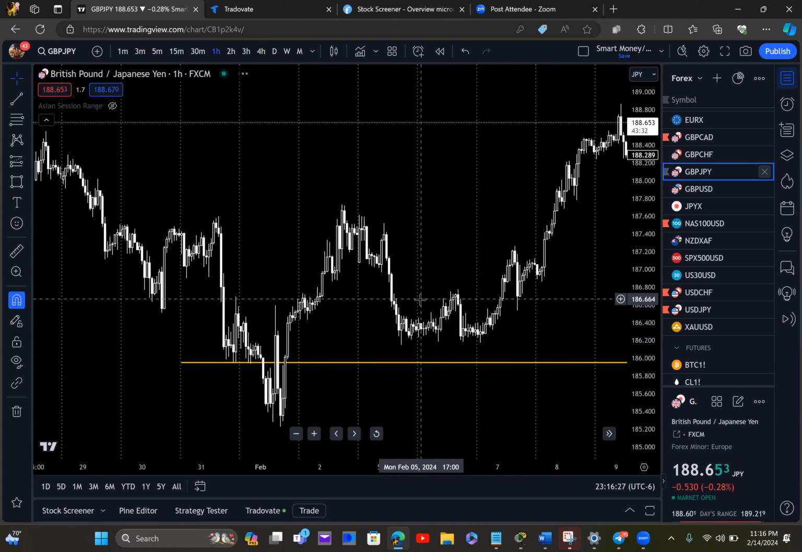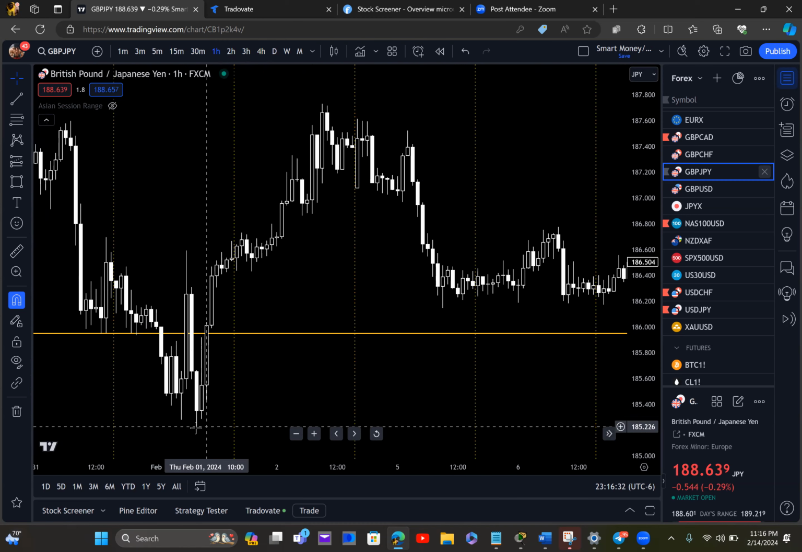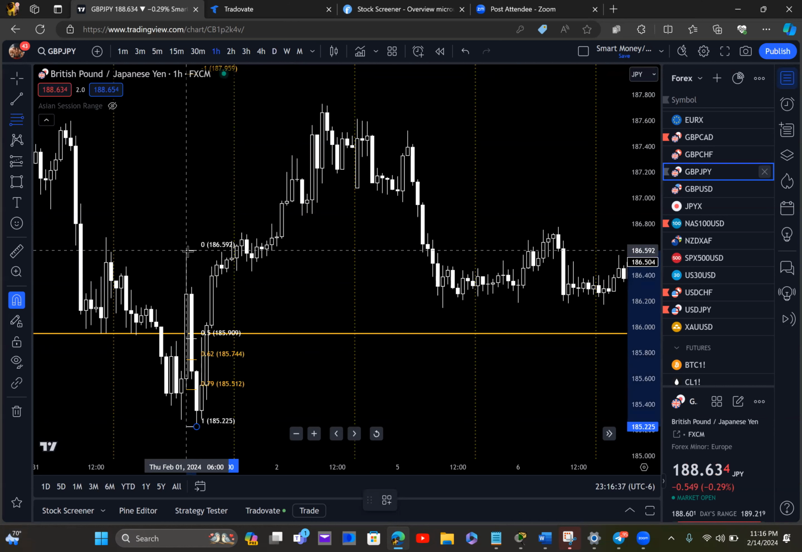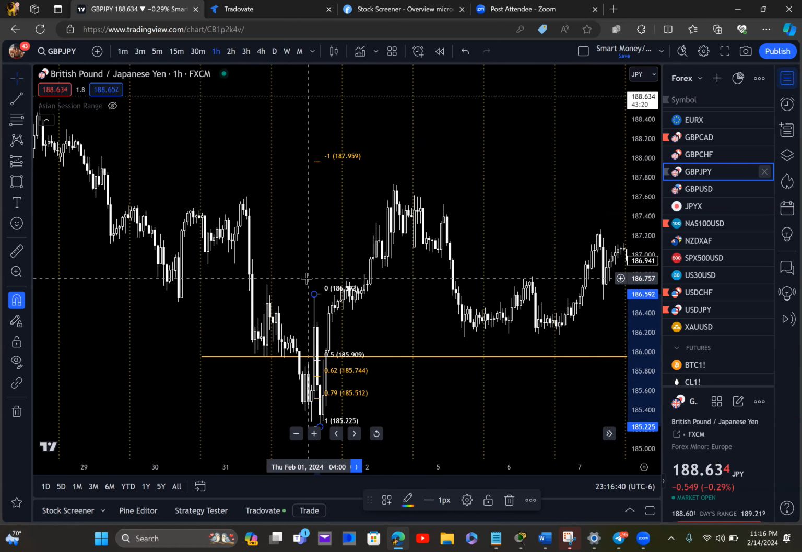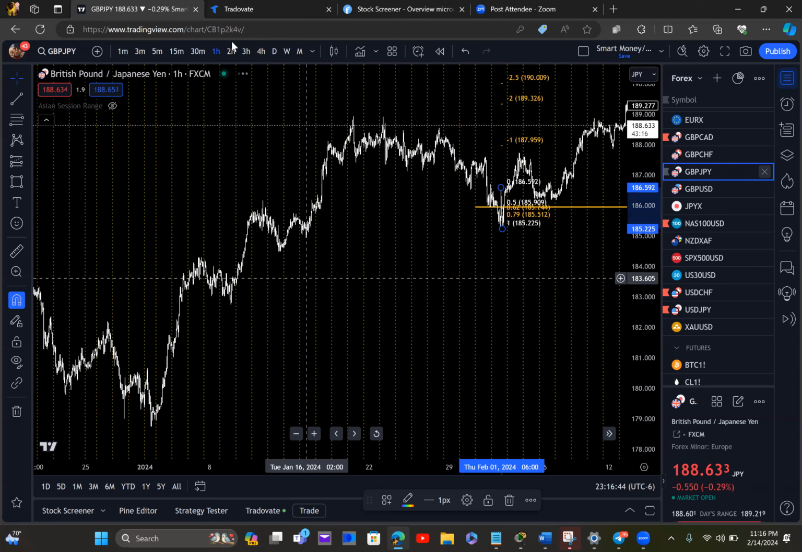See what we got on the 1 hour. Okay, so this was the lowest point, right? So we put our standard deviation fibs from down here to up here. Then we look for that -2, between the -2 and the -2.5.